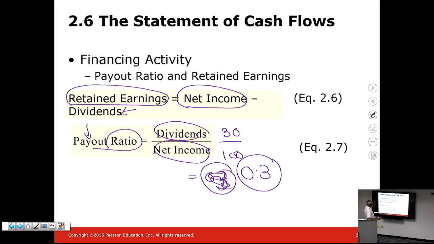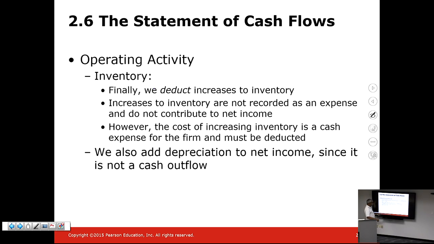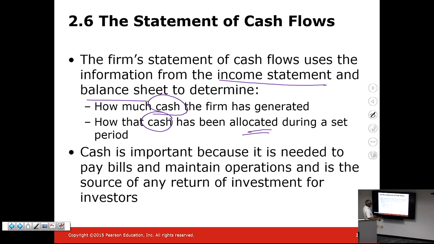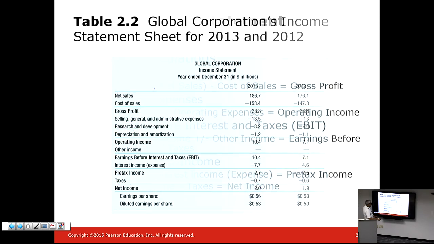What is happening to the rest? What is happening to the remaining $70? It is going into that pot, the retained earnings pot. And where do we see retained earnings? We see retained earnings on the balance sheet. We don't see retained earnings on the income statement. We see retained earnings on the balance sheet. The key over here is to understand the retained earnings on the balance sheet.